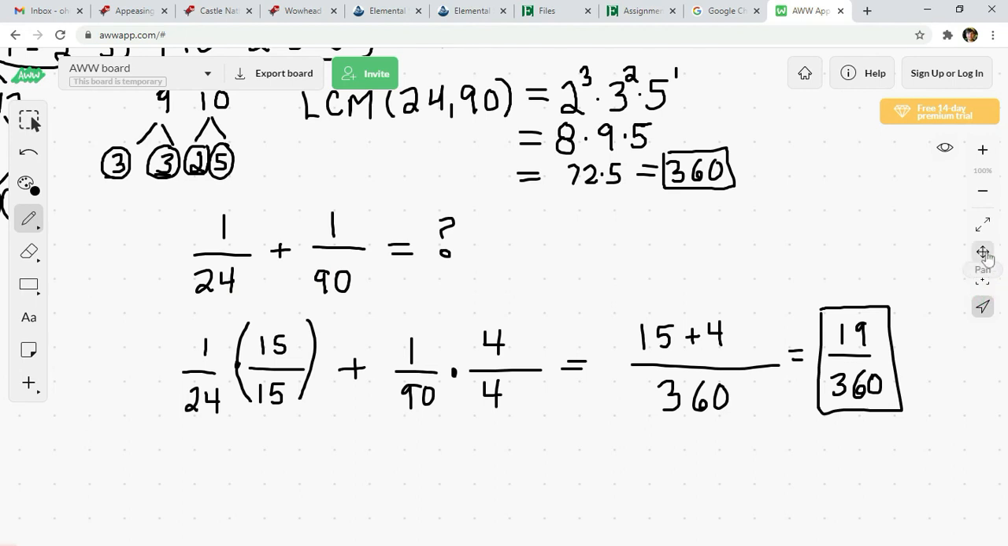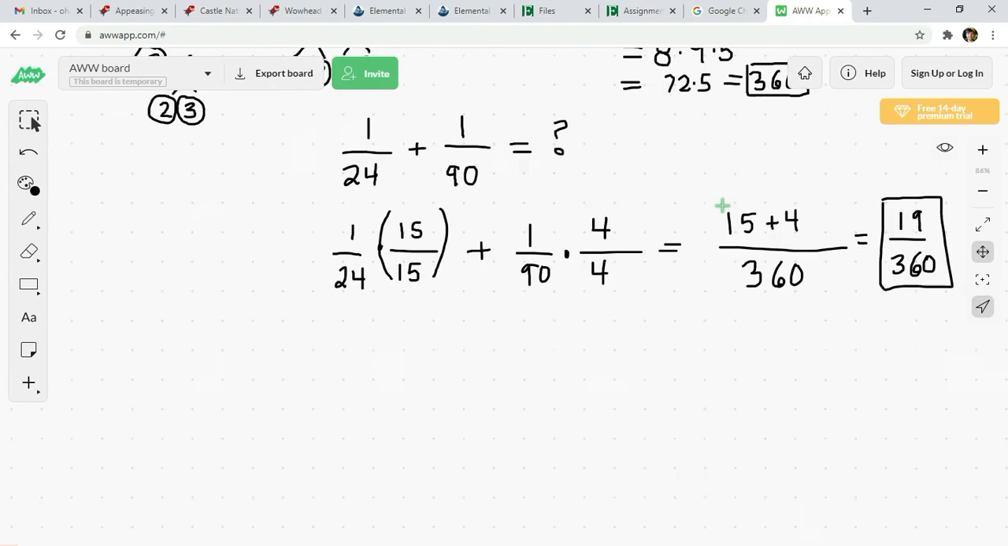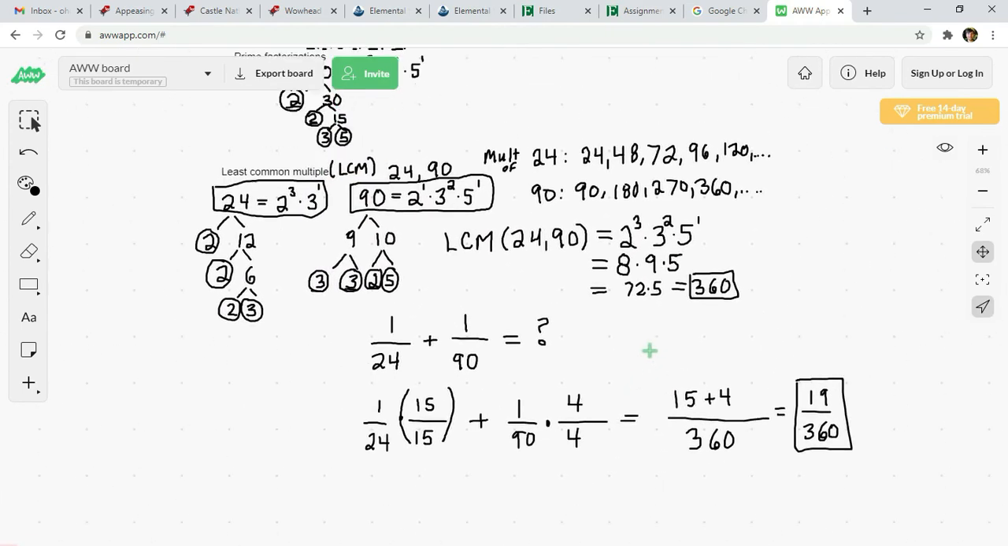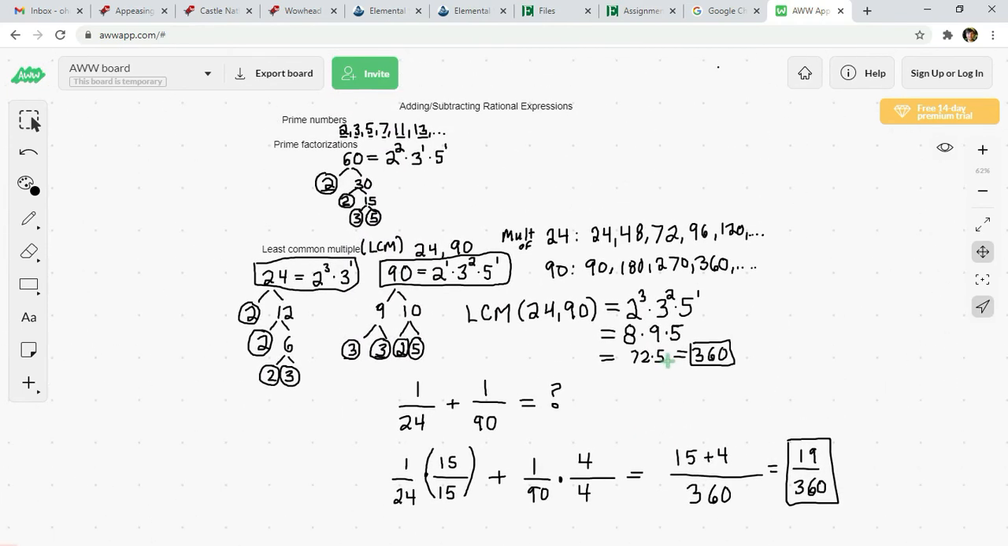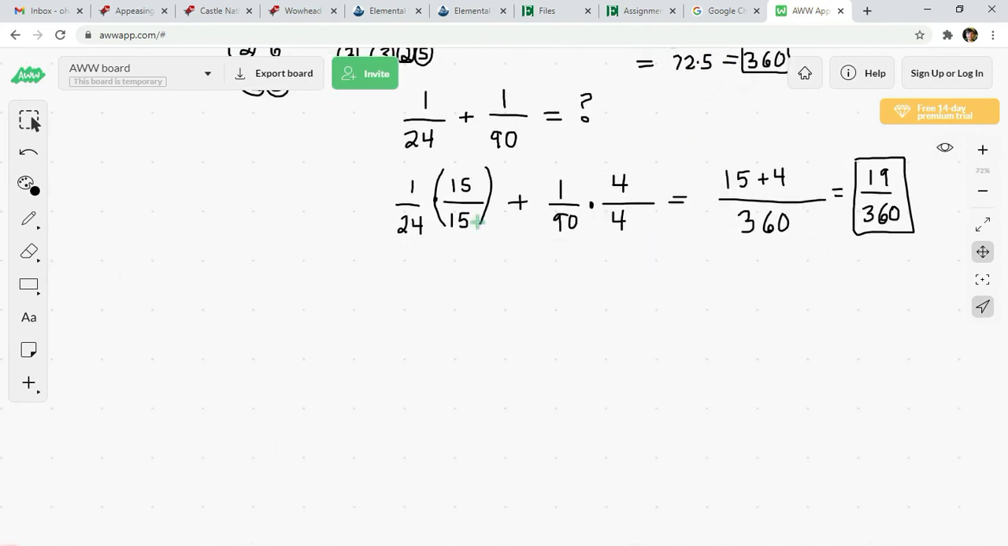I want to take the time to look at one more example where we've got some variables involved as well. Instead of just working with fractions of numbers, let's work with variable expressions. So let's pan down here. You can zoom out and see all that we've done so far. But yeah, let's zoom back in. Let's look at one more example.